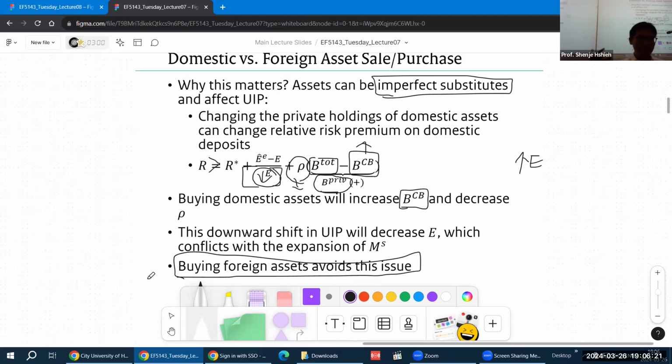If the problem doesn't state imperfect asset substitutability on your exam, you can safely assume you have perfect substitutes between foreign and domestic assets. It's only when I mention this that it should be taken into consideration.